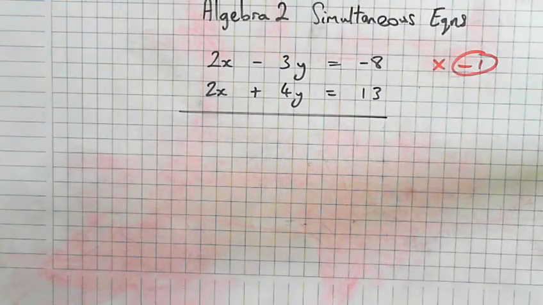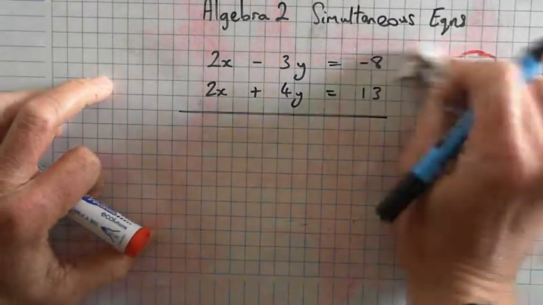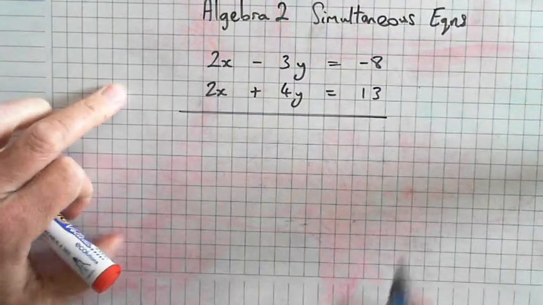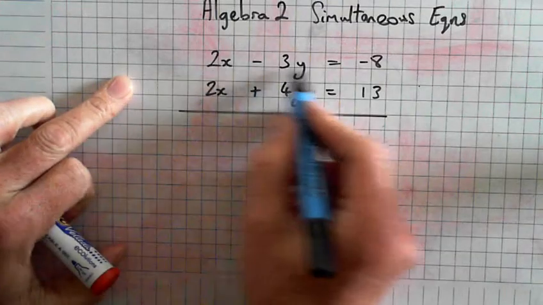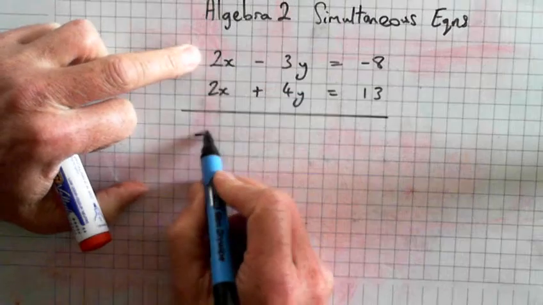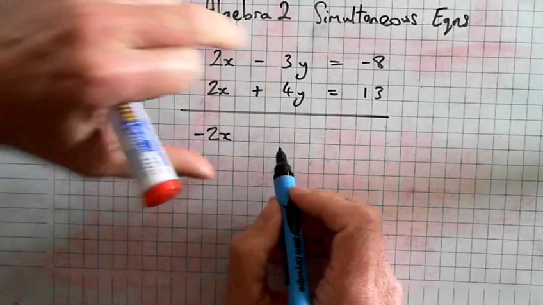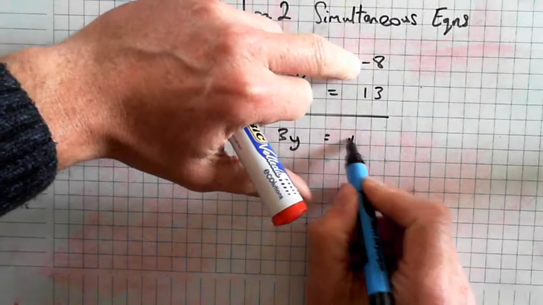Right, so I multiply by minus 1. Multiplying by minus 1 has an effect of changing the signs. So what did you just put on the blue? So multiplying by minus 1. Right, so when I multiply the top by minus 1, it will change the sign from plus 2 to minus 2x. And this becomes a plus 8.